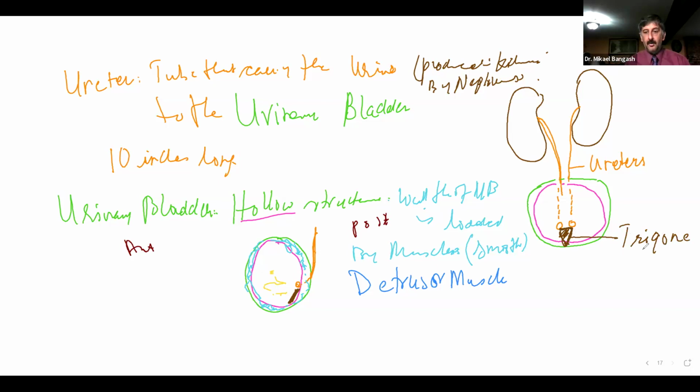The trigone is a triangular area. If we take a closer look at this trigone here, at this upper end and at this upper end of the trigone is where the ureter enters the bladder. Is that clear?